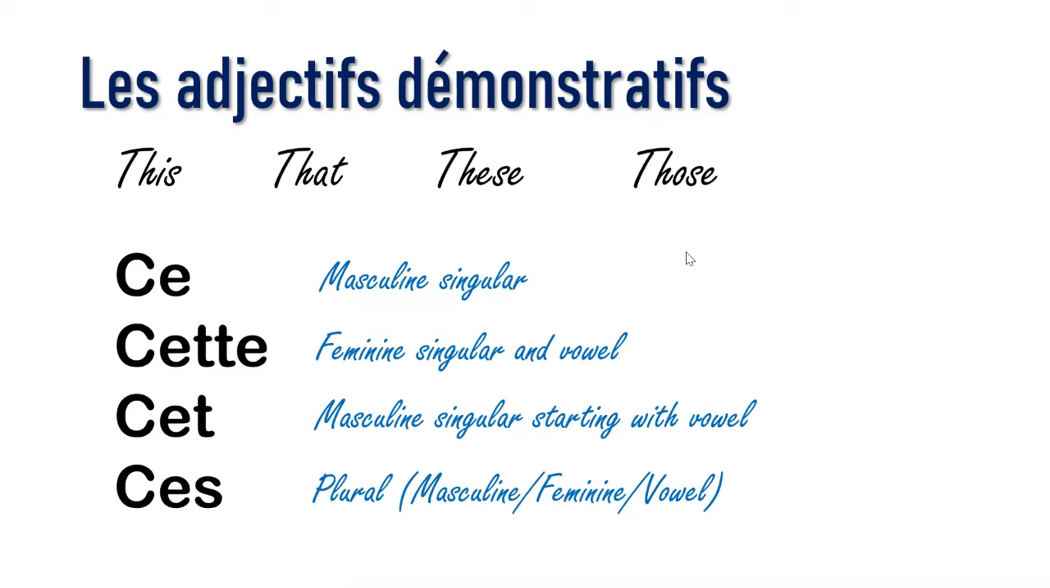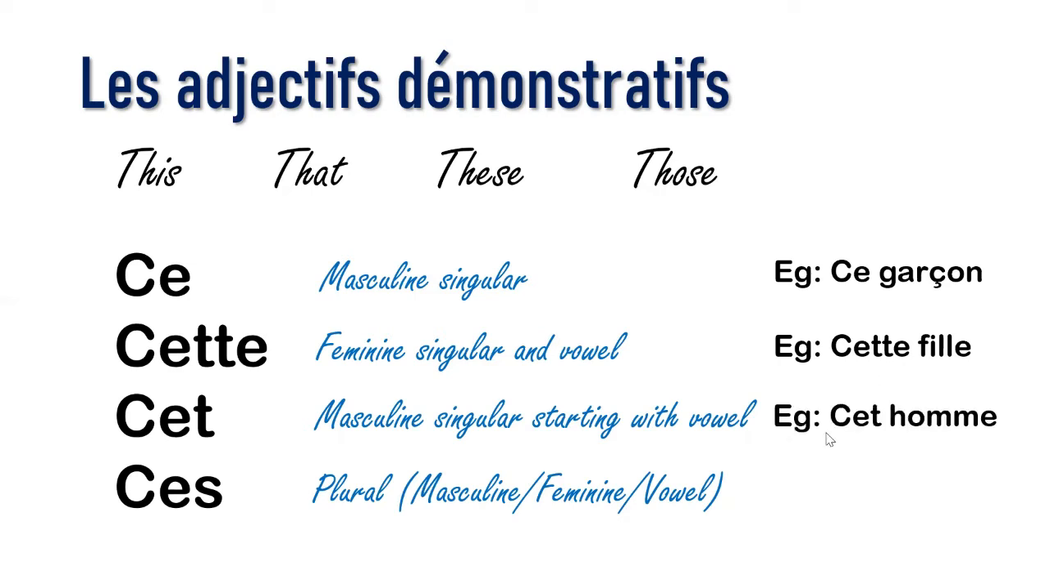Let's see some examples. Ce garçon. Garçon is a boy, which is masculine singular, so ce is used. Cette fille. Fille is a girl, feminine singular, so cette is used. Cet homme. Homme is masculine singular, starting with a vowel, so cet is used. Ces enfants. Enfants are plural, so ces is used.